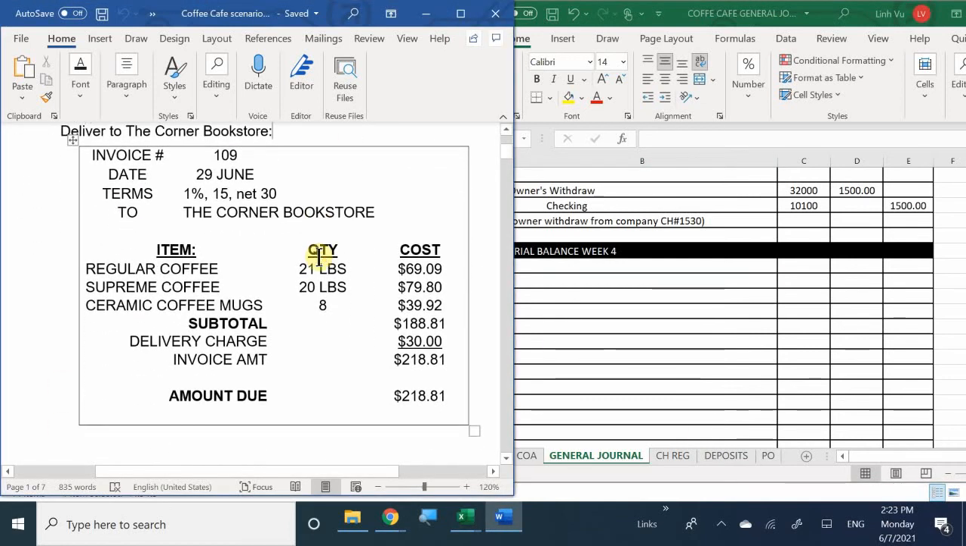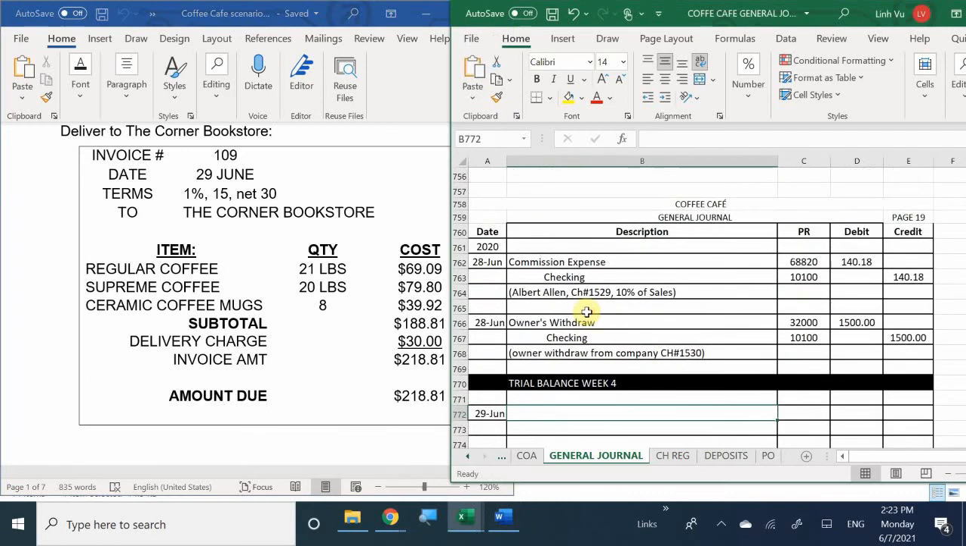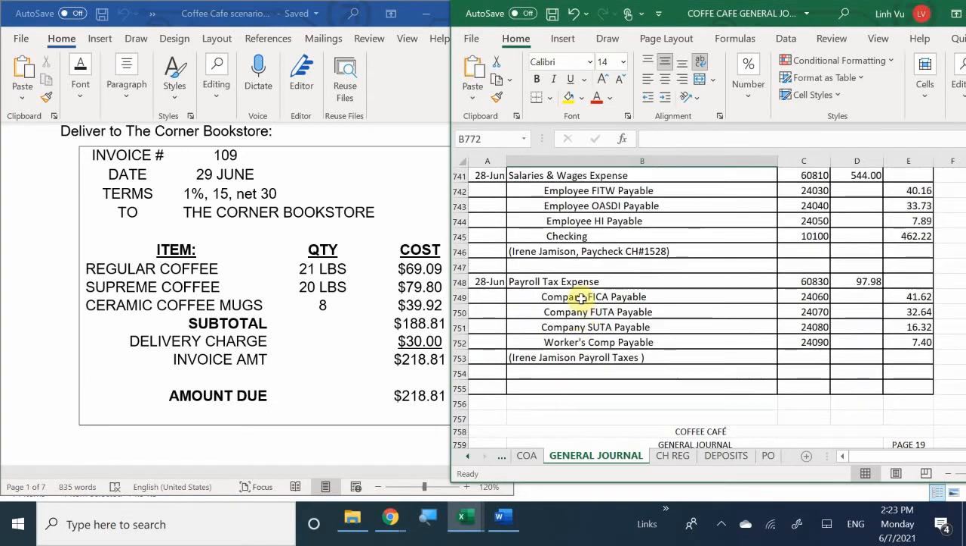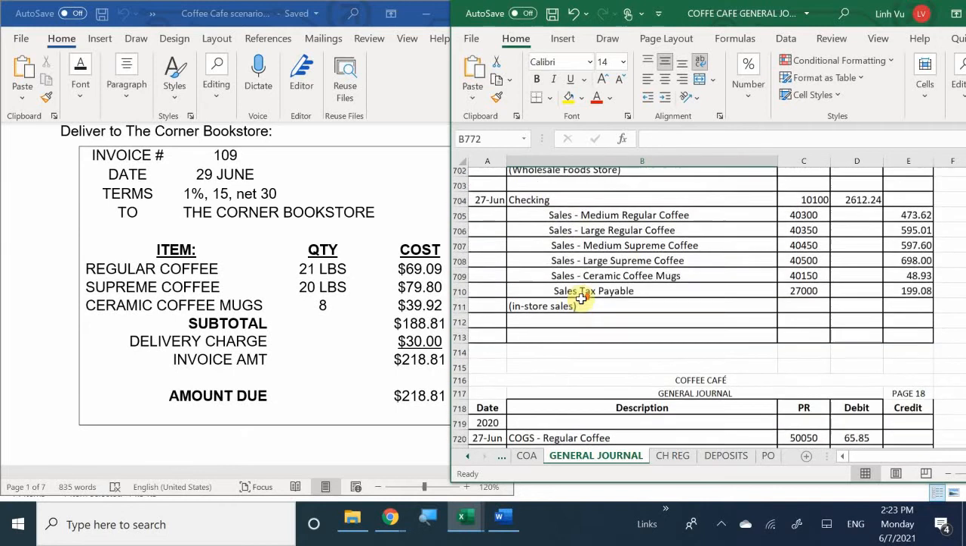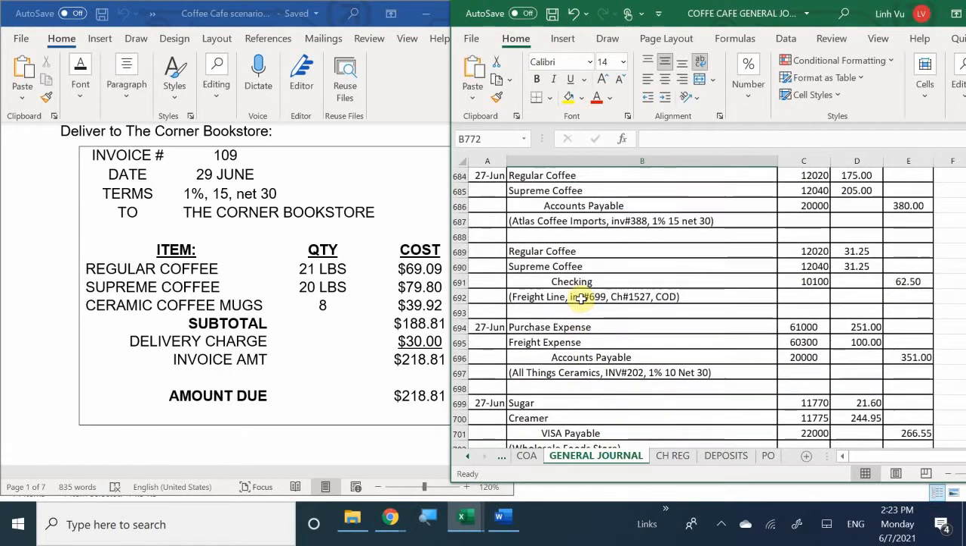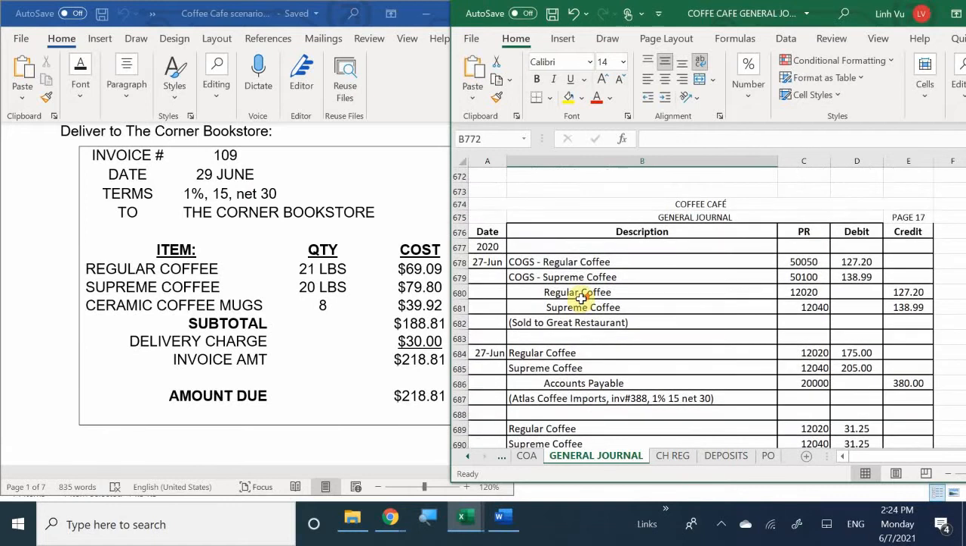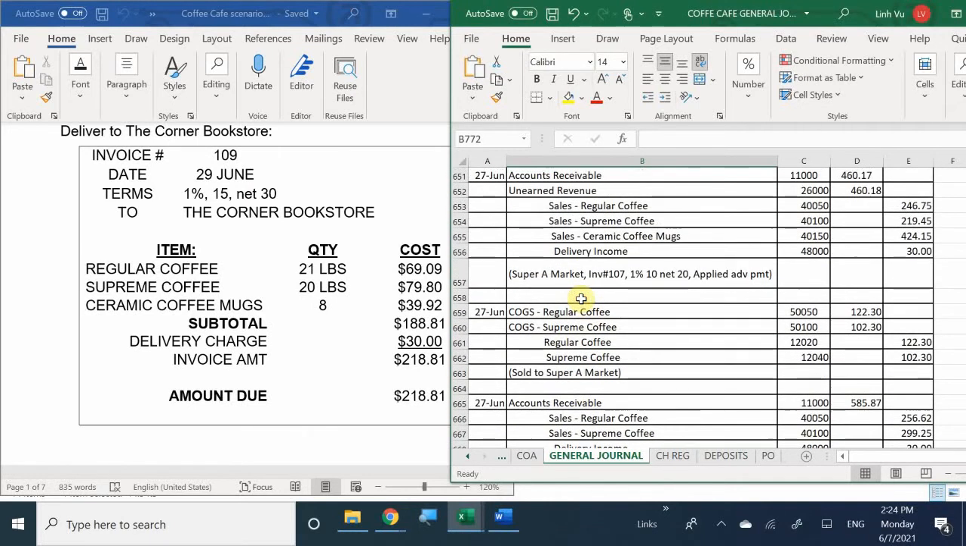All right, I'm up then. Accounts receivable, sales, Supreme Coffee. We delivered, or I forgot his name. Delivered. So we have sales, including mugs, income, delivery charge, and then again cost of goods sold, Supreme regular coffee, Supreme coffee. So again, copy and paste. For my notes, I put delivery to the corner coffee store, even though I spelled that wrong. Fix that real fast.